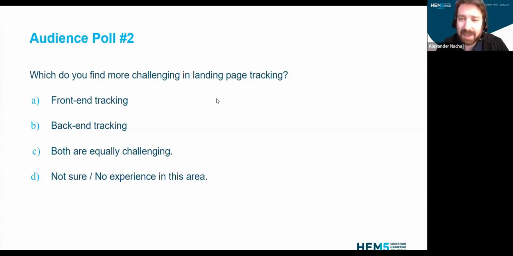So a lot of answers are trickling in. I think we'll give it one more second and then close it. And there we go. Looks like a few people have some issues with front end tracking. Again, that's perfectly normal. A bit more on the back end, and then quite a few have no experience in this area or find both equally challenging. So one of the takeaways is that we do acknowledge there are some difficulties in tracking, and we've got a bit of work to do here. We'll talk about a few things together today.